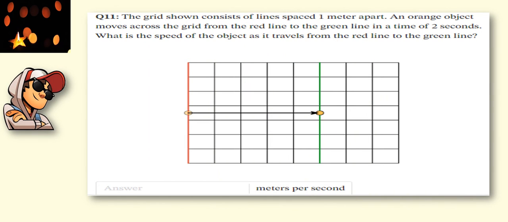Question number 11. The grid shown consists of lines spaced 1 meter apart. Each square means 1 meter. An orange object moves across the grid from the red line to the green line in a time of 2 seconds. What is the speed of the object as it travels from the red line to the green line? It moves 1, 2, 3, 4, 5 meters, so 5 meters in 2 seconds. Speed equals distance over time: distance 5 over time 2. At the end it will be 2.5 meters per second. I think it's easy, but you must concentrate when you count the lines.